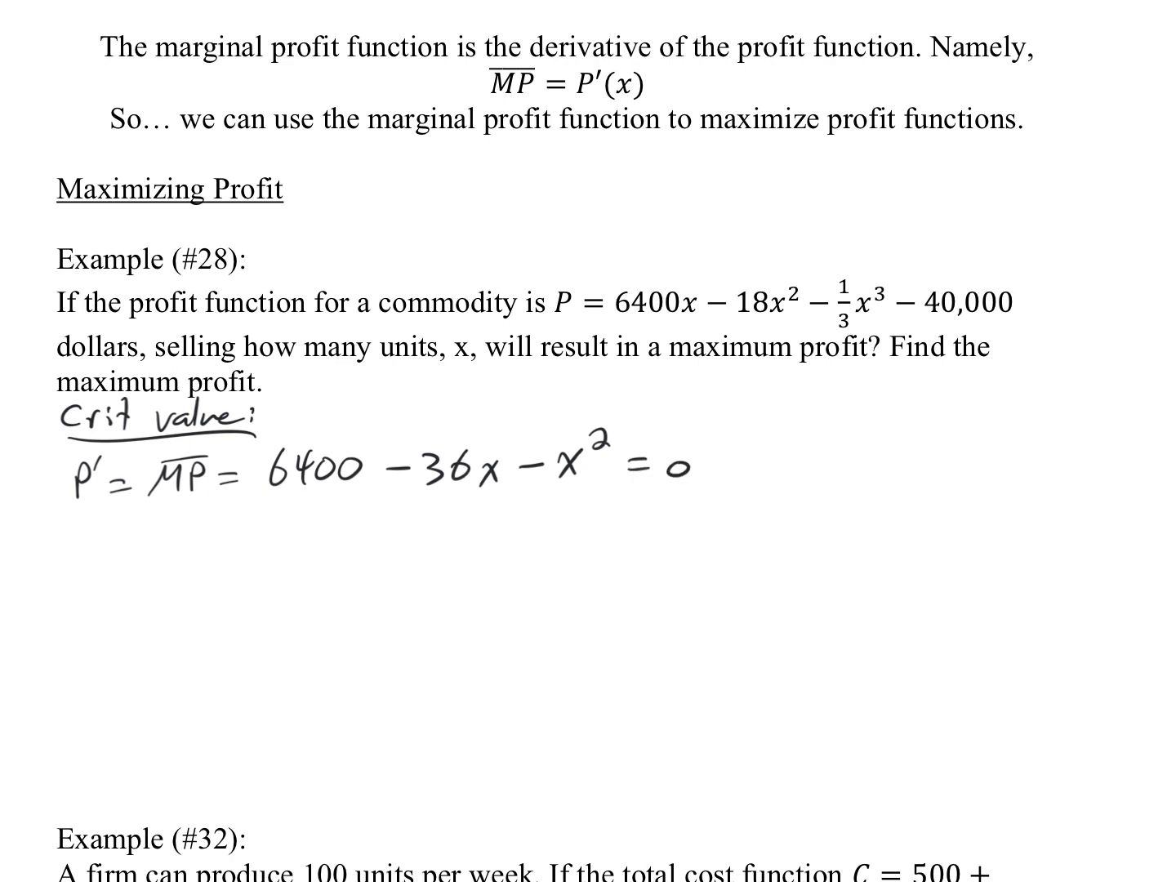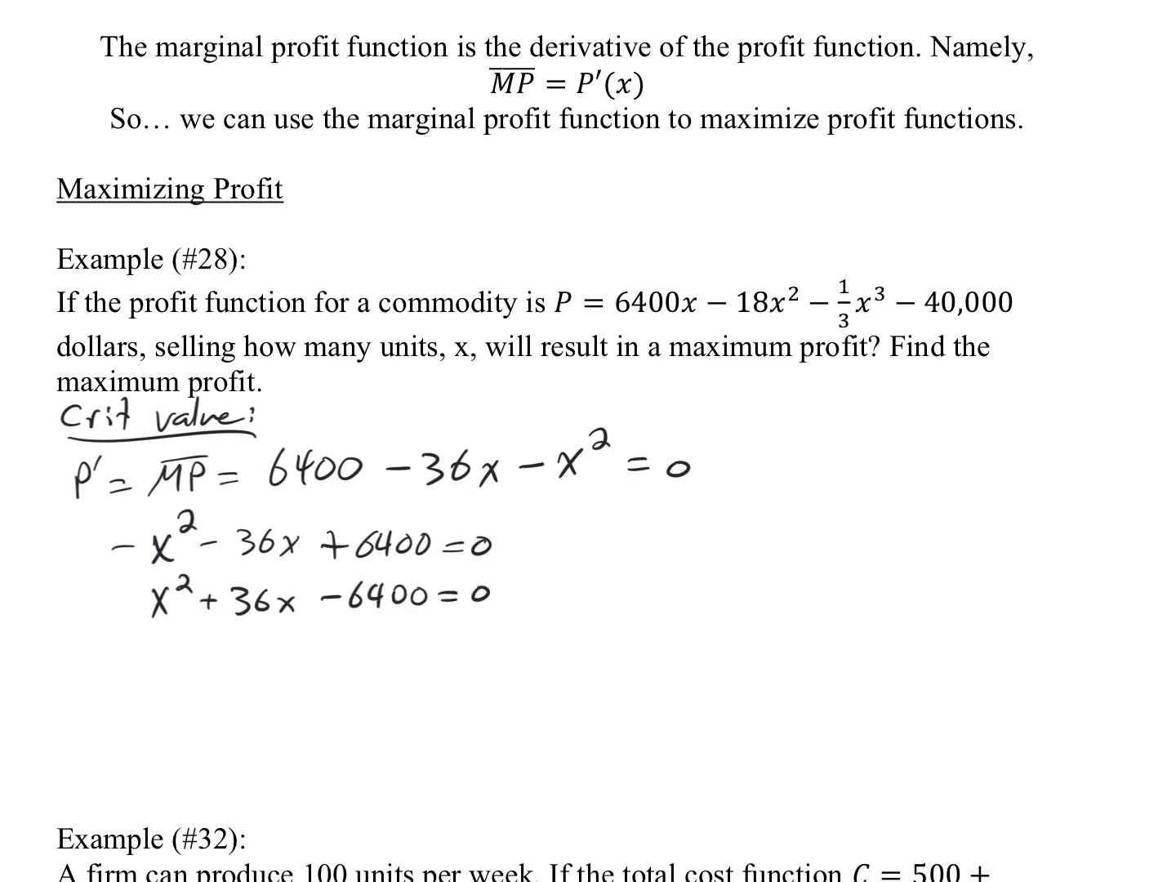For a critical value, it needs to be set equal to 0. So let me rewrite this. Negative x squared minus 36x plus 6,400 is equal to 0. I'm going to multiply everything by -1 because it's going to be a little bit easier for me to think about.